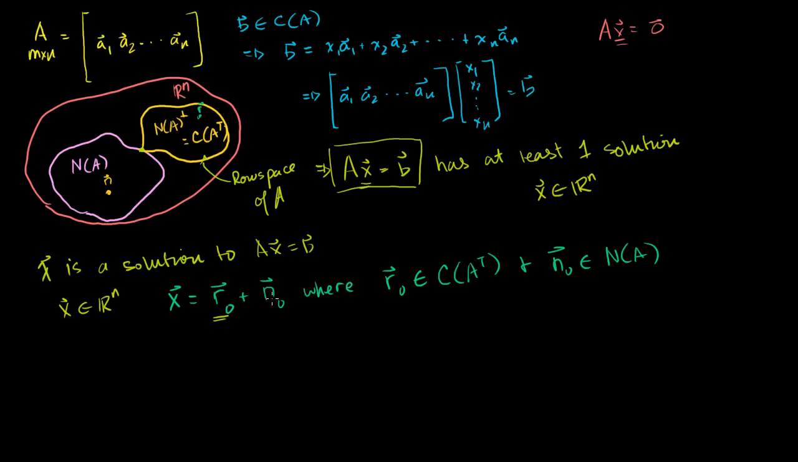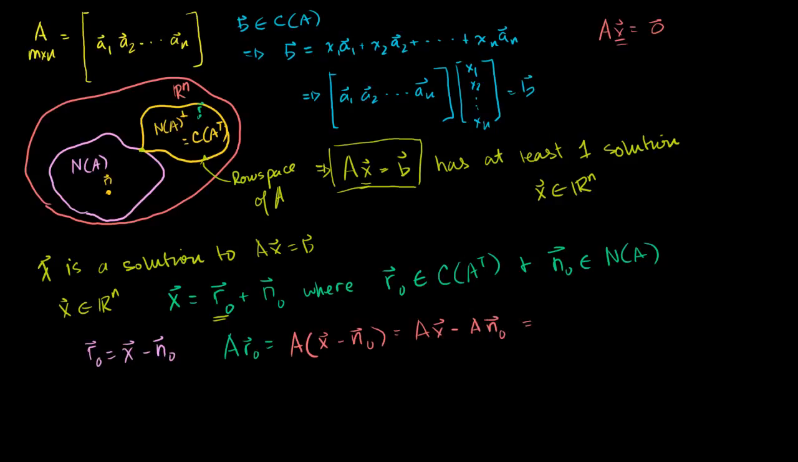If we subtract n naught from both sides, we get r naught is equal to x minus n naught. All I did is subtract n naught from both sides, and then I switched things around. I solved for r naught. Now, if we multiply A times r naught, that is equal to A times this whole thing. That's equal to A times x minus n naught, which is equal to Ax minus A n naught.